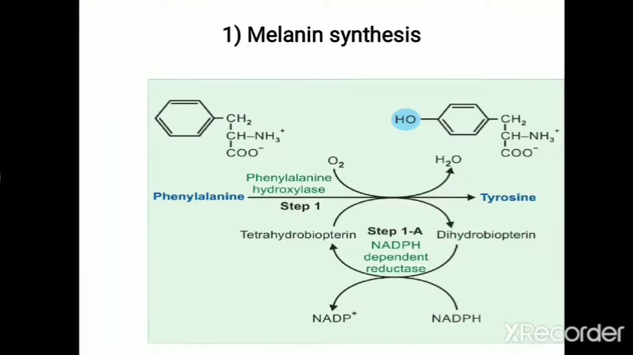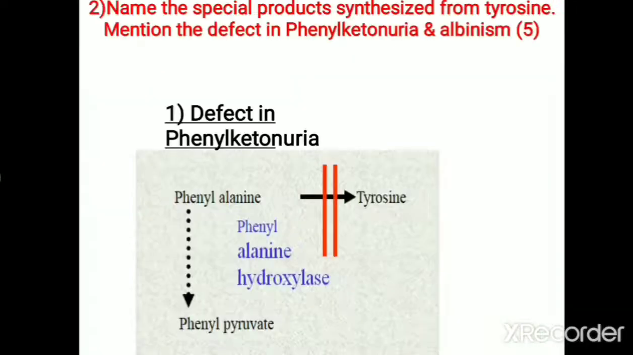So that completes the first question. And the second question is, name the special products synthesized from tyrosine, and the second part is, mention the defect in Phenylketonuria and Albinism. For the first part, just write the compounds synthesized from tyrosine. The compounds are melanin, catecholamine, and thyroid hormone. And here also you should write in detail regarding the formation of catecholamine and melanin. And the second part is the defect in Phenylketonuria and Albinism.